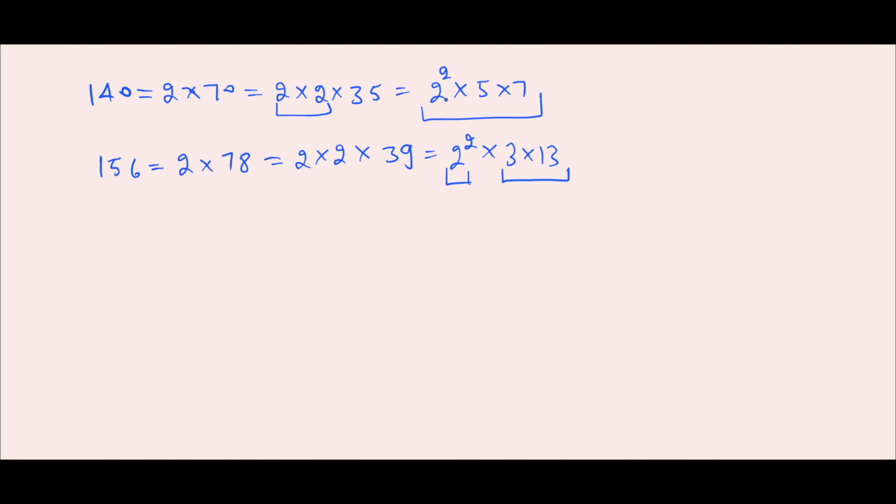So if we analyze what these numbers 2, 5 and 7 are, let us think about the factors. 2 has only 2 factors, 1 and 2. 5 has only 2 factors, 1 and 5. 7 has only 2 factors, 1 and 7. 13 has only 2 factors, 1 and 13, and 3 has only 2 factors, 1 and 3. So these are a special type of numbers which have only 2 factors. To be more specific, we can say that they have only 2 positive factors.